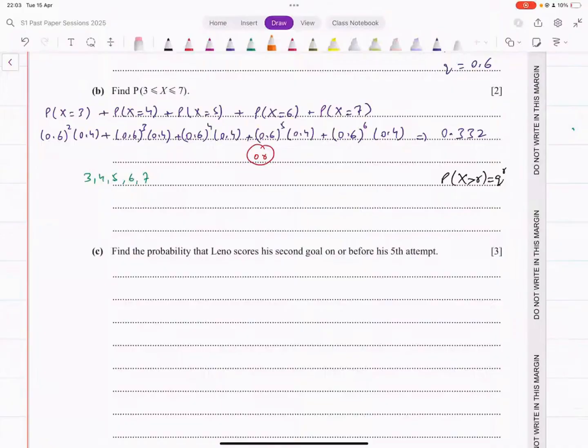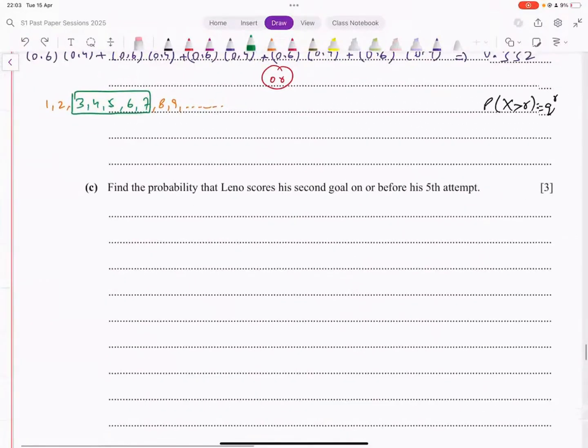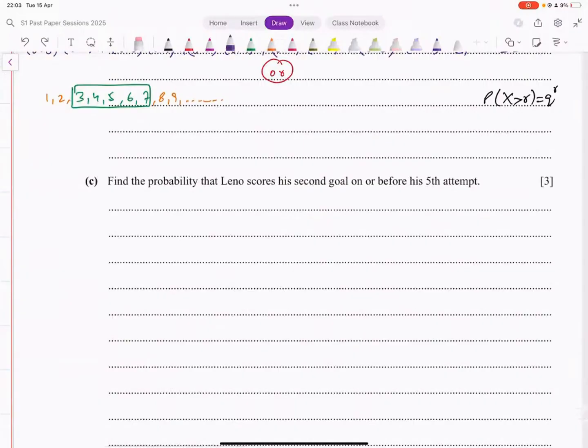So we don't need 1 or 2. We do not need 8, 9, and all the way up to infinity. We don't need all of those numbers. The only thing that we want is these 5 numbers. Okay, that's what you want. Now, in greater than form, how can we describe these 5 numbers? We could say all of these numbers are greater than 2. So let's consider all of these numbers first of all.